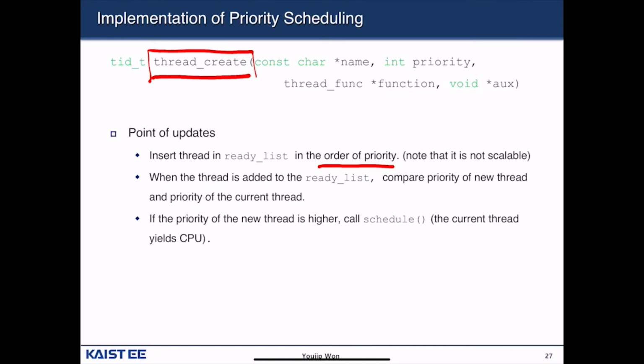And the second thing is when the thread is added to the ready list, the operating system has to compare the priority of a newly incoming thread with the one that's being executed. And if the newly incoming thread has a higher priority, then we have to call schedule so that we can switch out the currently running thread and push the newly incoming thread to the CPU.